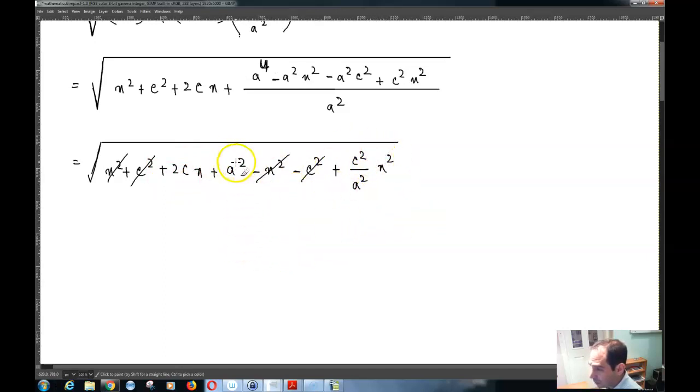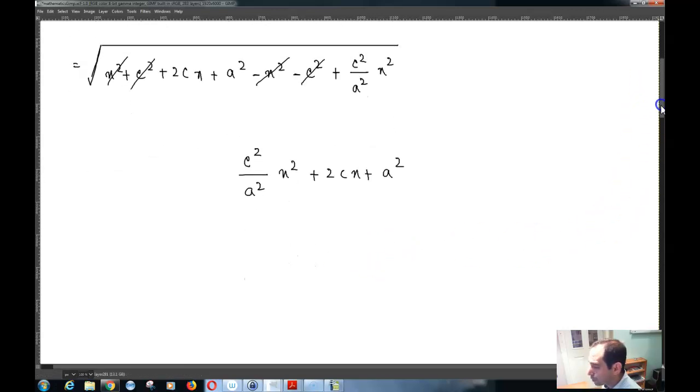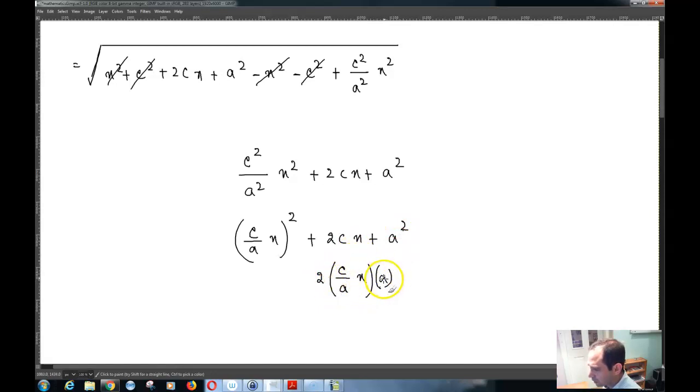Now let's say that you have c squared by a squared times x squared plus 2 times cx plus a squared. I can write this as c by a times x whole squared, then 2 times cx, and a squared. This term over here I can write as 2 times c by a times x times a. So if a and a cancel out, you will get 2 times cx, which is what you have over here.